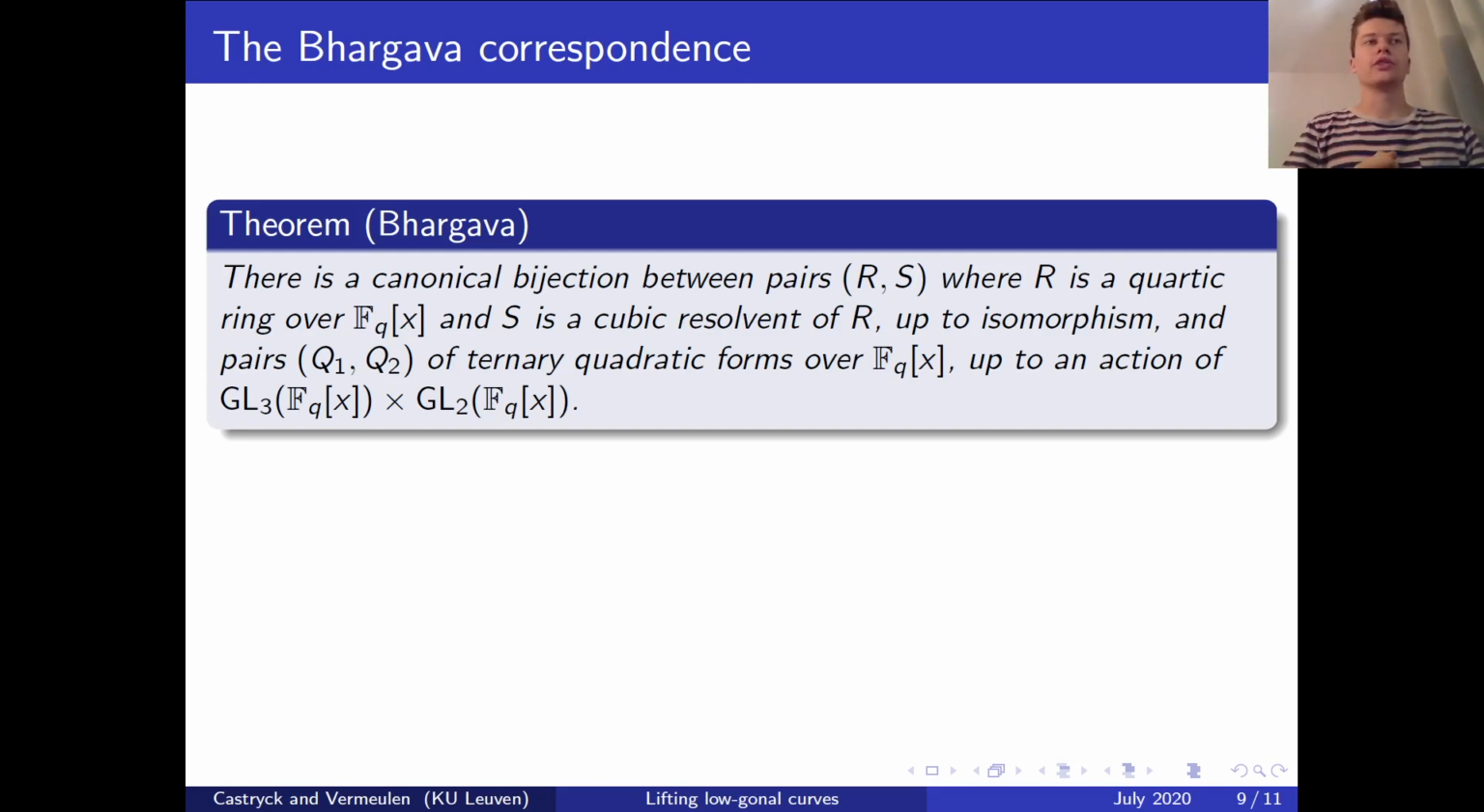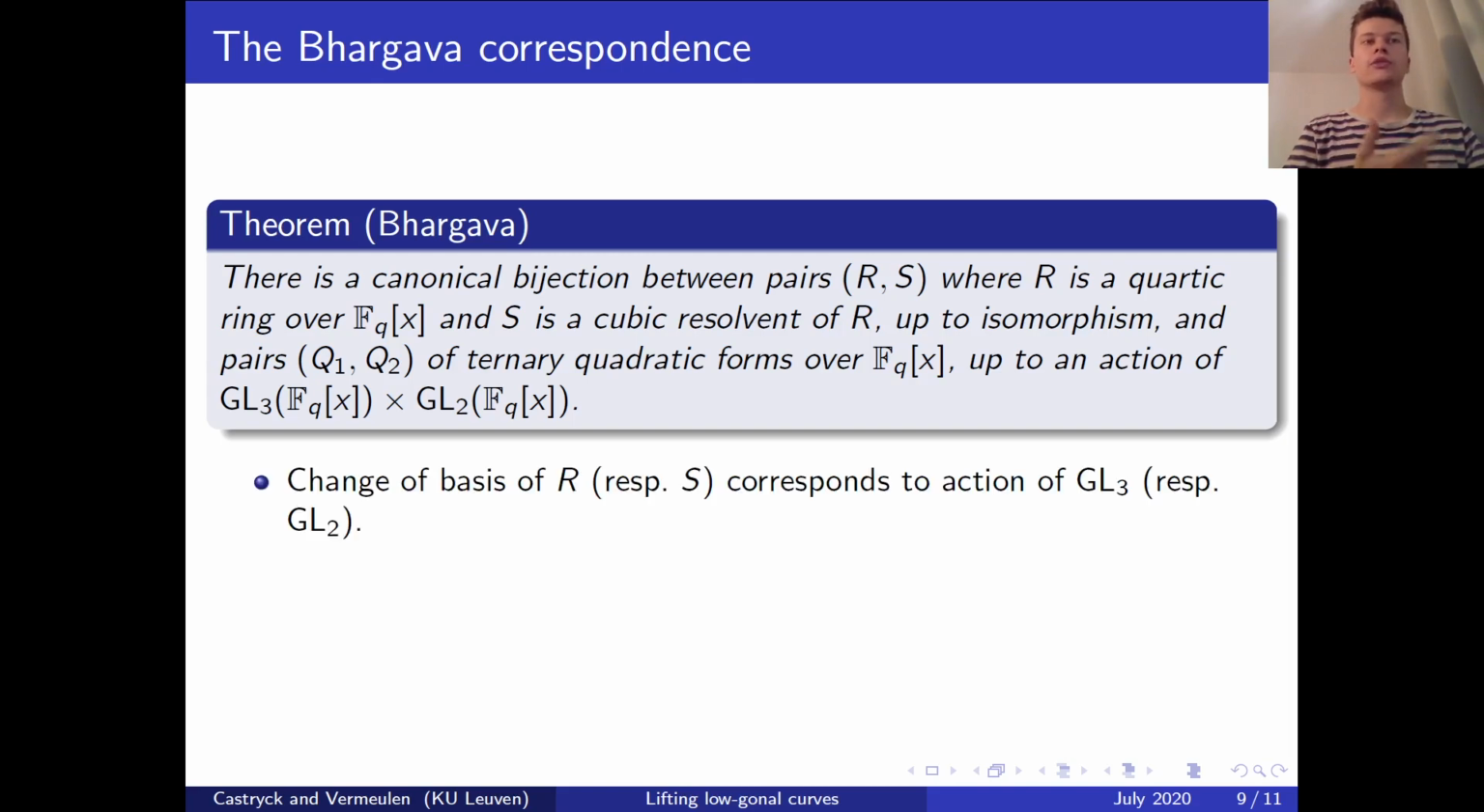So what is this action of GL3 times GL2? So this GL3 action, again, is just a linear substitution because these quadratic forms are in 3 variables. And this GL2 action does the following. You have 2 quadratic forms, so you can add, for example, a multiple of one to the other, and more general things, and this will be the GL2 action. And again, if you change basis of R or of S, then this will correspond to the action of GL3 or the action of GL2. So this also means that if I fix R and S together with a basis for both, then I get a unique, well-defined pair of quadratic forms in 3 variables.